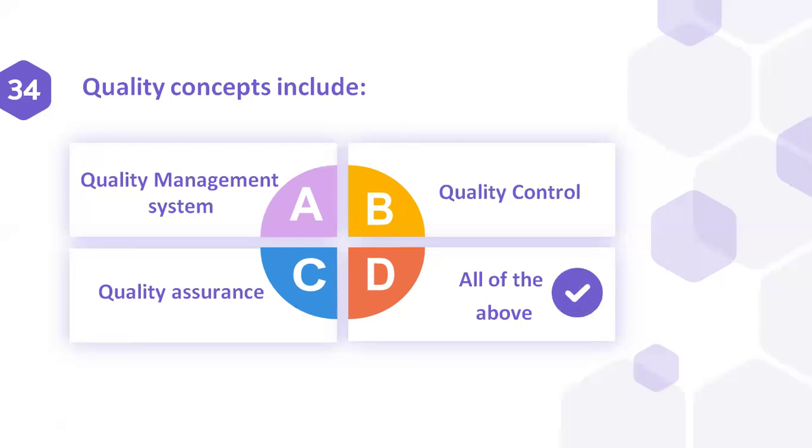Next question, quality concepts include option A, quality management system, option B, quality control, option C, quality assurance, option D, all of the above. Here the right answer is option D, all of the above. So quality concepts include quality management system, quality control, quality assurance, QA.